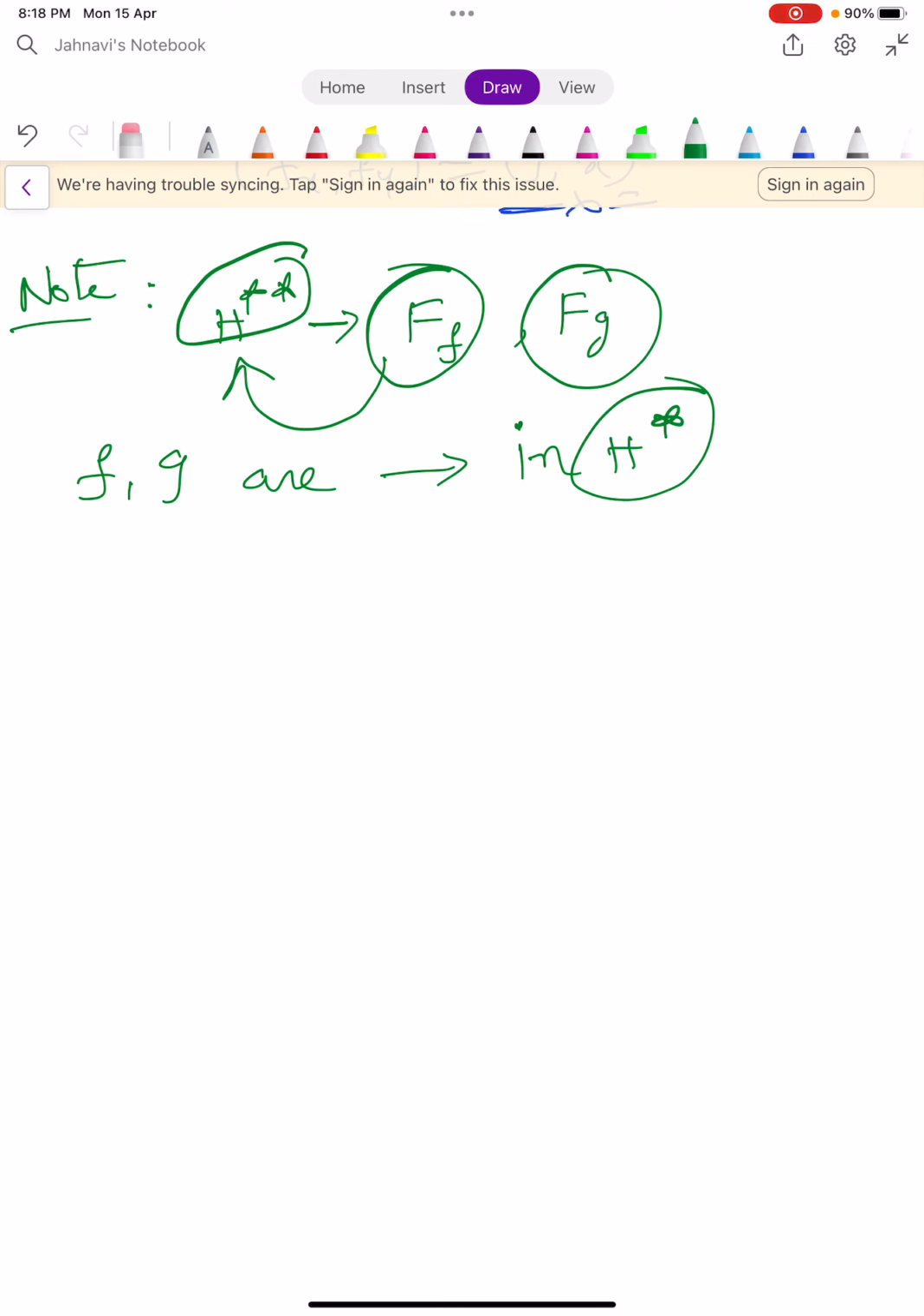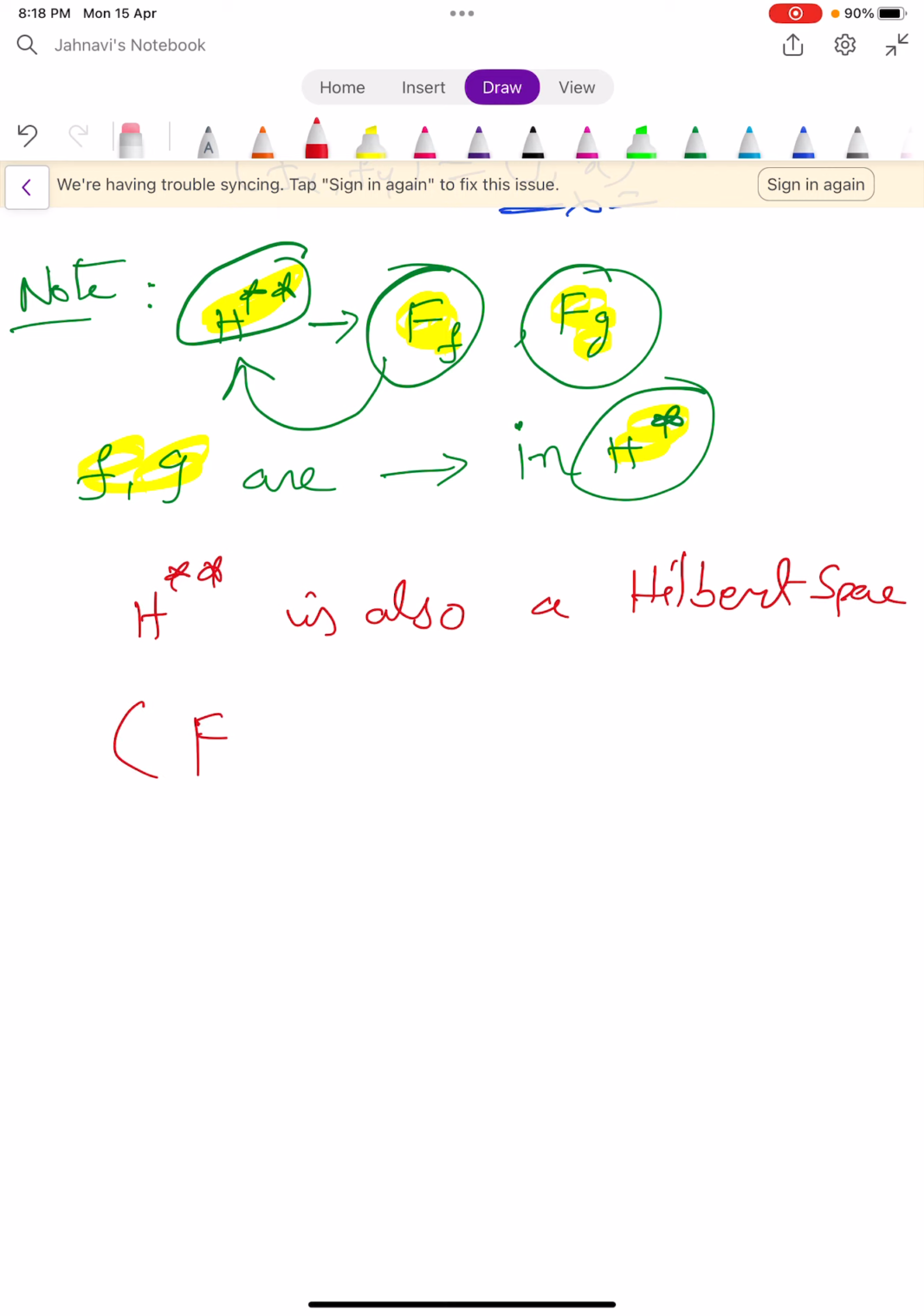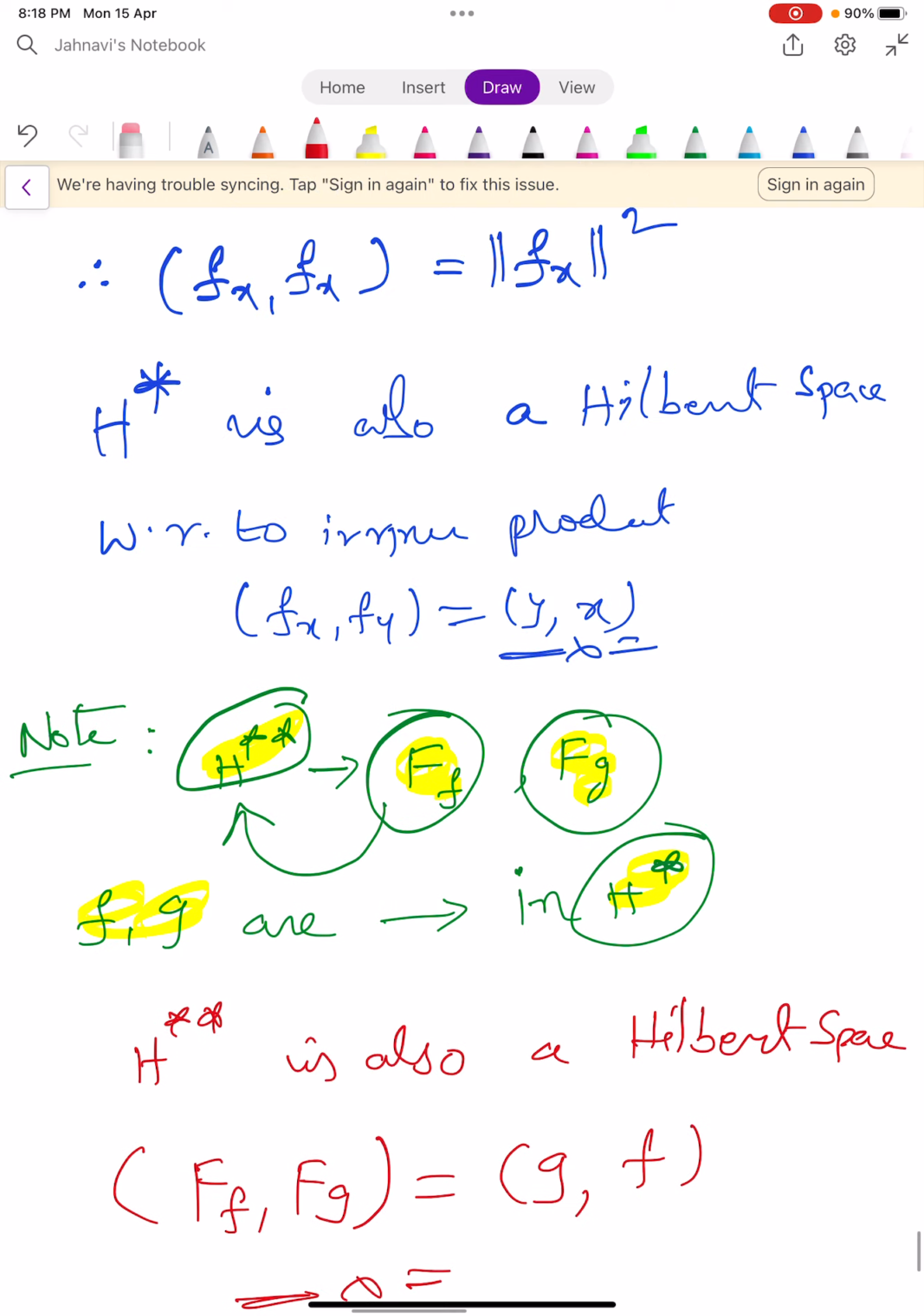The elements capital F small f and capital F small g are elements in the second conjugate space, where f comma g are corresponding elements in the conjugate space. Then by the previous theorem, this H double star is also a Hilbert space with respect to the inner product defined by the inner product of Ff comma Fg equals the inner product of g comma f. This is clearly an application of this theorem.